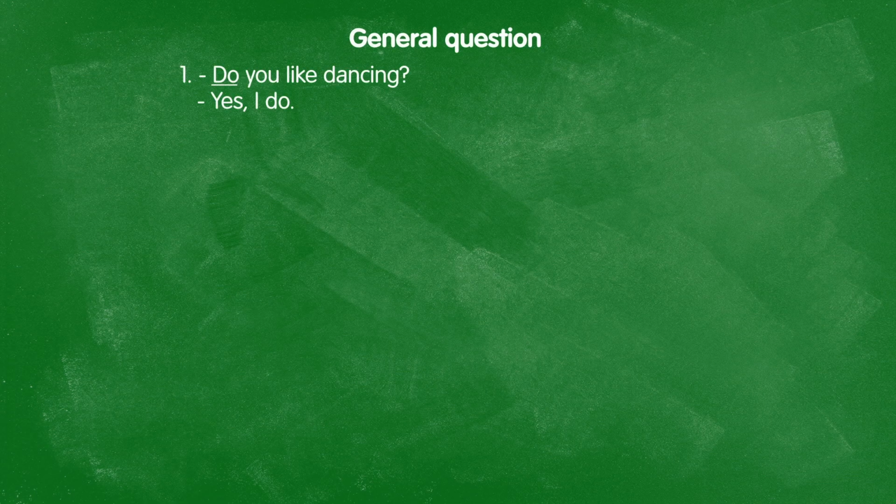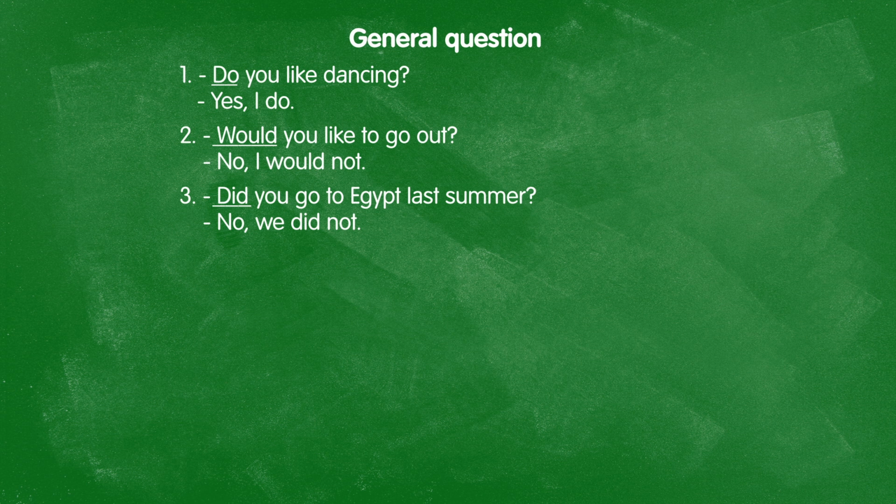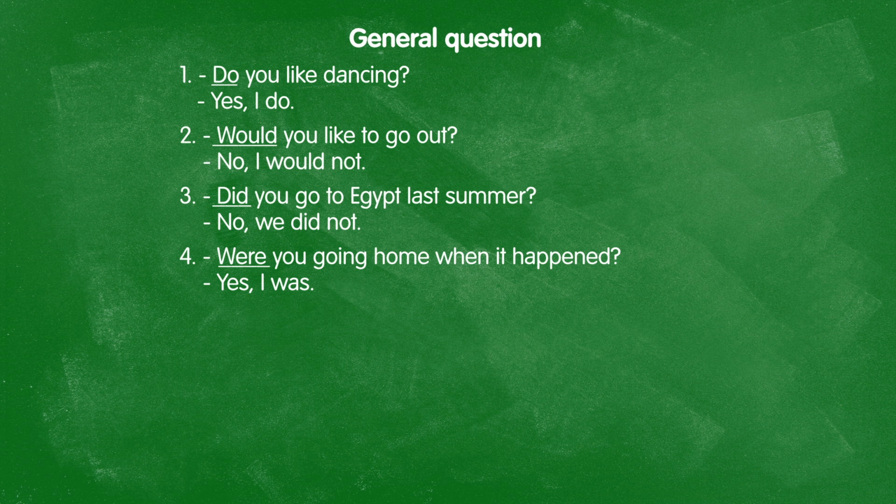For example, if I say, do you like dancing, in the present simple tense, you could tell me, yes, I do. But if I ask you, would you like to go out, making a polite offer, you would say, no, I would not. Another example, did you go to Egypt last summer? Speaking in the past simple tense? No, we did not. Another example, were you going home when it happened? In the past continuous? Yes, I was.